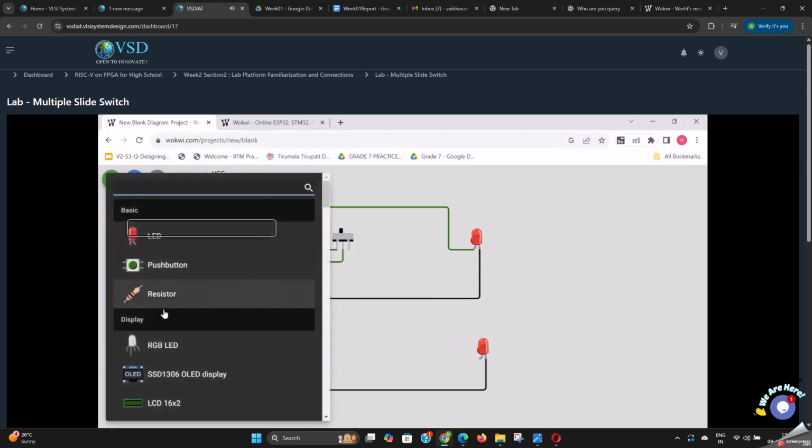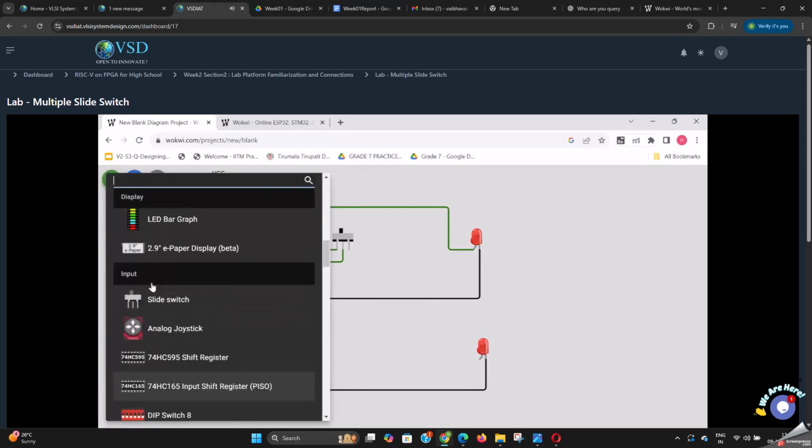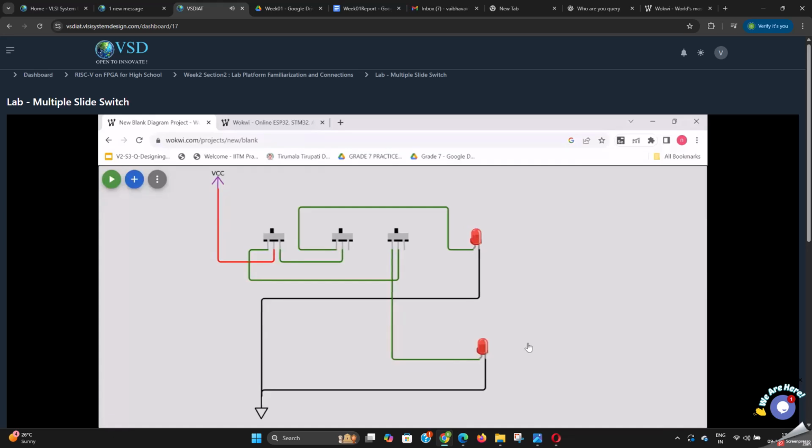Let me use another switch. Okay, so I'm going to pick a third switch. Taking this contact. Connecting it here. And this contact. Take and connect it here.